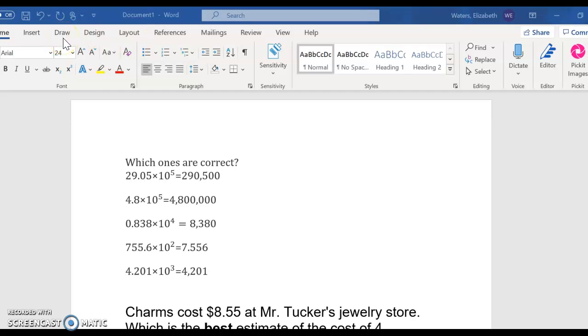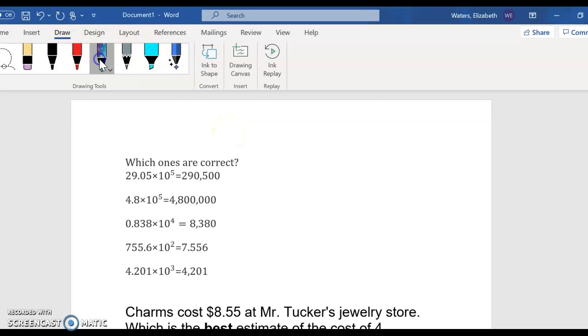Students, today I wanted to talk to you about how to solve some of these problems that you see on the screen. So I'm going to go ahead and get my draw tool and work out this first one. It says which ones are correct. If you notice, these are powers of 10 problems. They have a decimal and then a number with an exponent. And we need to see which one is correct.